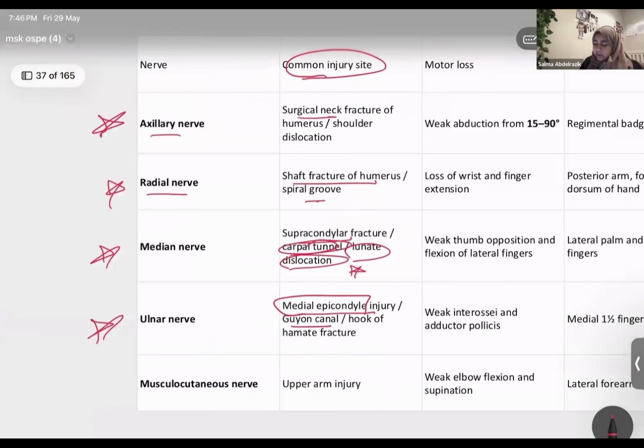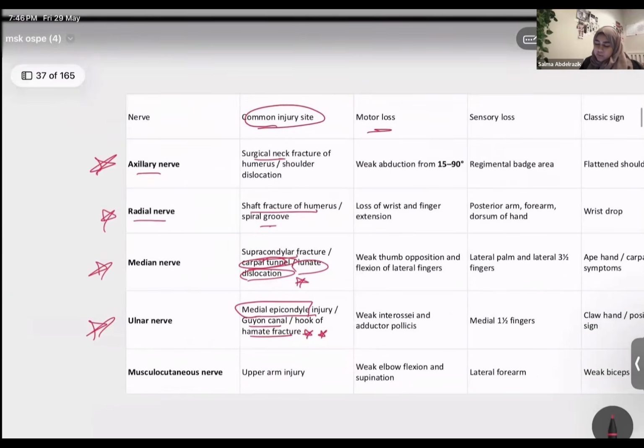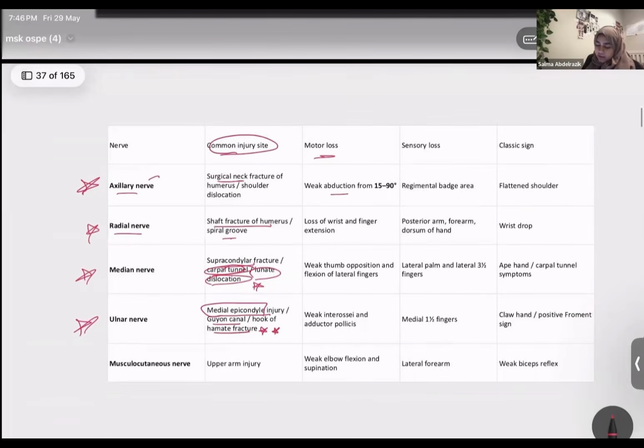Right. And of course Guyon canal and hook of hamate fracture. Cool. Motor loss will cause problems. Like axillary supplies the deltoid, so you can't abduct from 15 to 90 degrees. And yeah, radial nerve is the extension because it supplies the extensors. Median is the opposition and flexion of the lateral fingers. Ulnar nerve is weakened adductor pollicis. Musculocutaneous is upper arm injury because it supplies the flexion of the upper arm. Cool, cool.